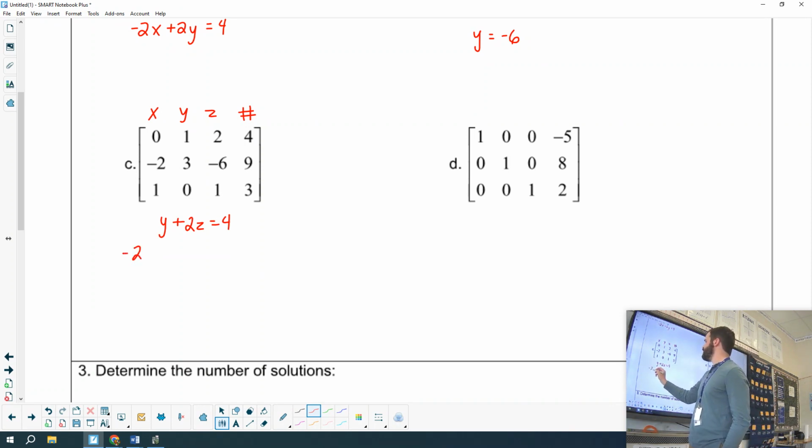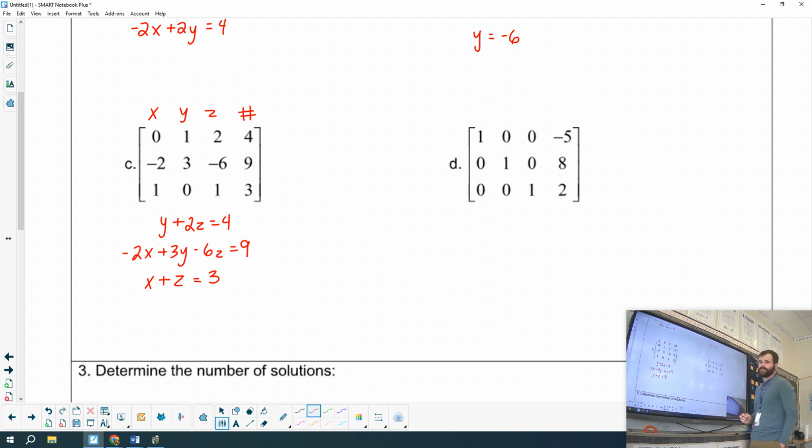My next one's going to be negative 2x plus 3y minus 6z equals 9. And then my last equation will be 1x plus 1z, no y on this one, equals 3. Okay? All right. So now on this one here, this is another solution matrix. You can see all the ones and zeros. Okay? And nothing else except for our numbers. So remember, this is our x, this is our y, this is our z, this is our whole number.